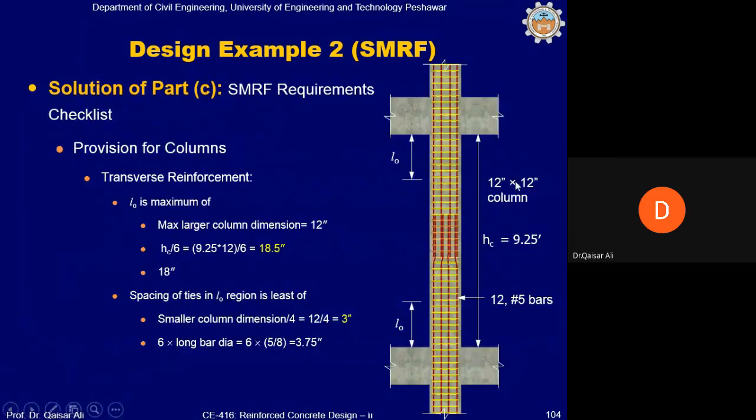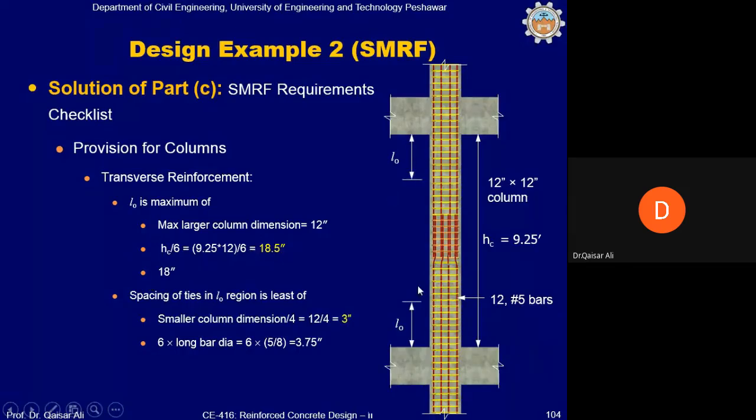Okay, and within the L0 region, L0 shall be calculated now. L0 is the largest of the larger column dimension, which is 12 inches, and hc divided by 6. hc is the clear height of the column from bottom of this beam to top of this beam, which is 9.25 feet. 9.25 feet divided by 6 is 18.5 inch, and 18 inch. So 18.5 inch is the largest.